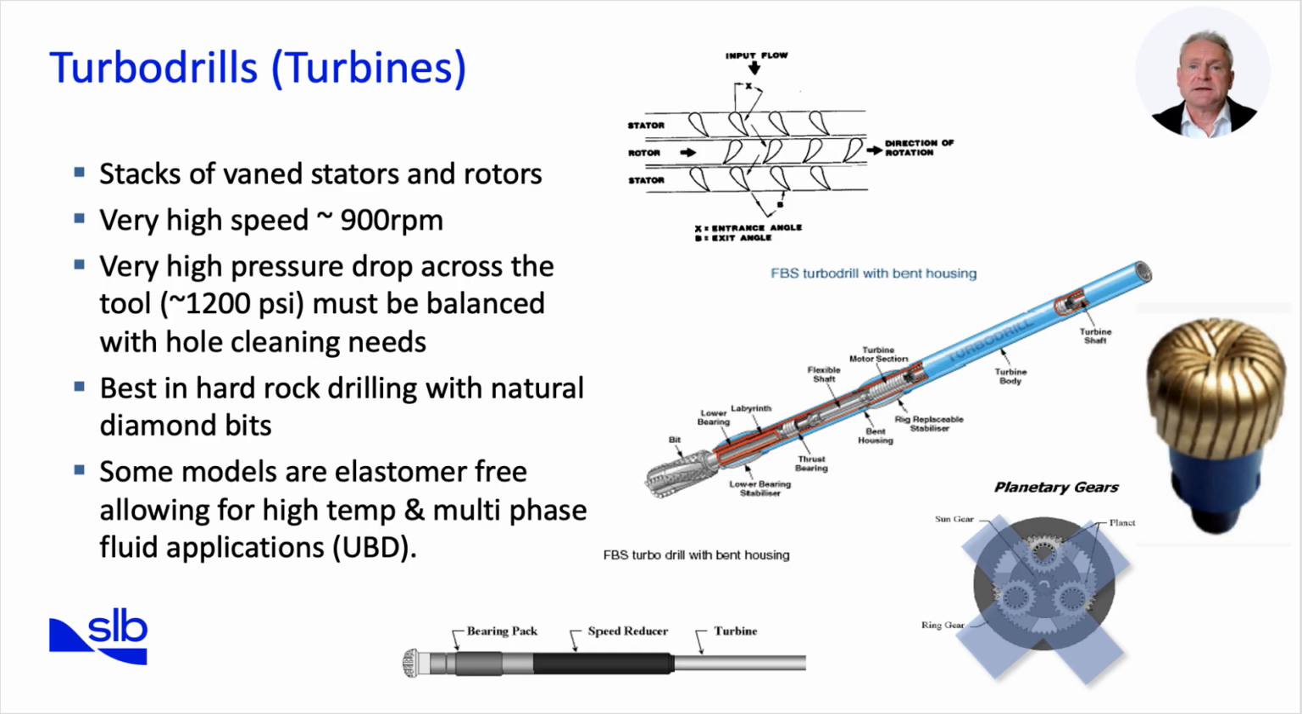Also, PDC bit technology has improved, increasing the envelope of hard rock applications. PDC bits tend to be significantly cheaper than impreg bits and are run with PDM or RSS. In practice, turbo drills remain valuable for niche applications where their high-speed, reliable cutting action provides a clear advantage. Think of them as a specialist tool, less common globally, but unmatched in certain hard rock or high-temperature scenarios where conventional elastomer-based motors would fail.